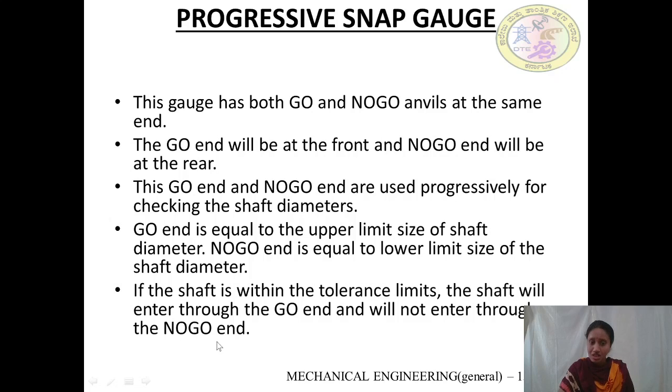Okay, if the shaft is not entering the go end, it will be rejected. And also, if the shaft is entering into the no go end, it is also rejected. Okay, the logic is: through the go end the shaft should go, through the no go end the shaft should not go.